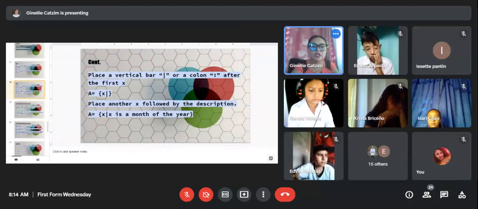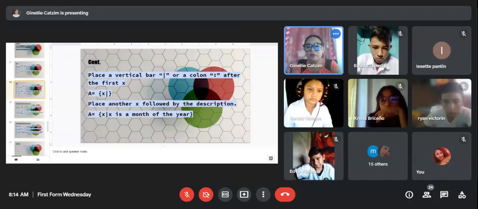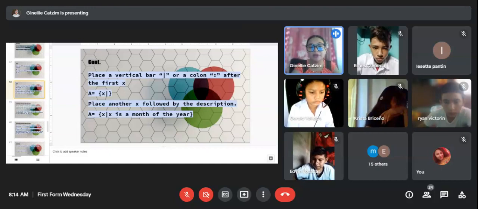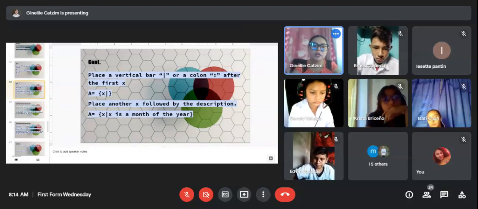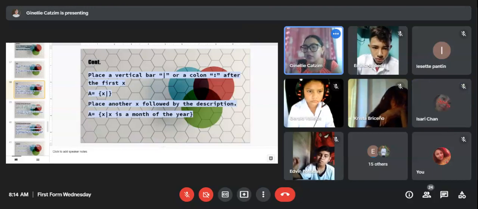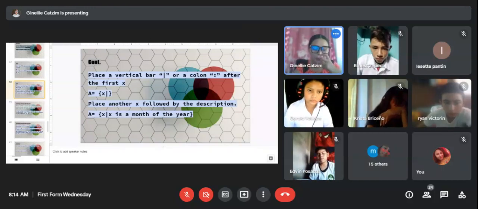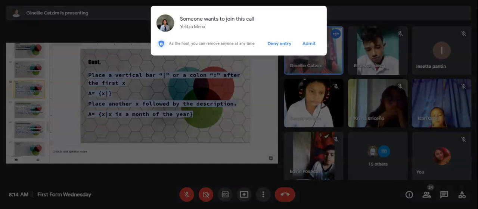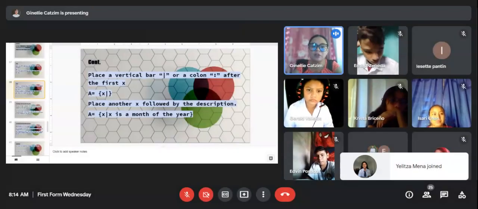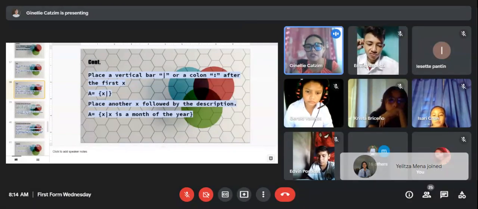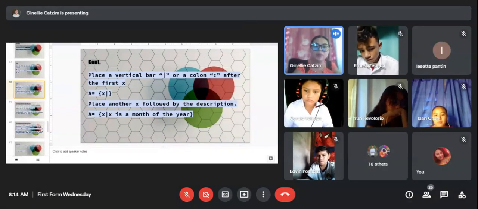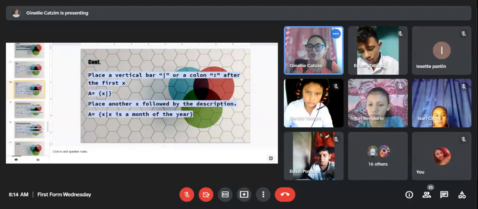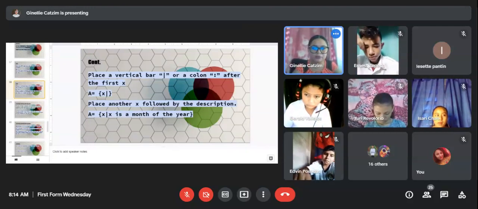Right? So the first step we can see is to find the description. Secondly, we should name our set and add our curly brackets. Thirdly, we should start filling the set with an X. And then we place a vertical bar or a colon after the first X. And lastly, we place another X followed by the description. So that is set builder notation.